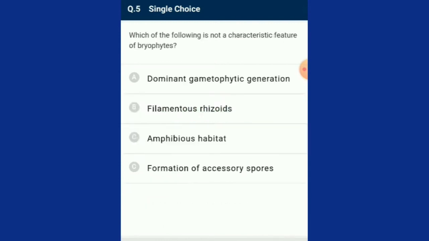Question number 5. Which of the following is not a characteristic feature of bryophytes? Formation of axillary spores. Bryophytes are simple, small, amphibious, that means they require both water and land, and do not have a vascular tissue system. So they are commonly called atracheata. Axillary spores are not formed. Vegetative reproduction is quite common, like fragmentation, tubers, gemmae, buds, and adventitious branches.